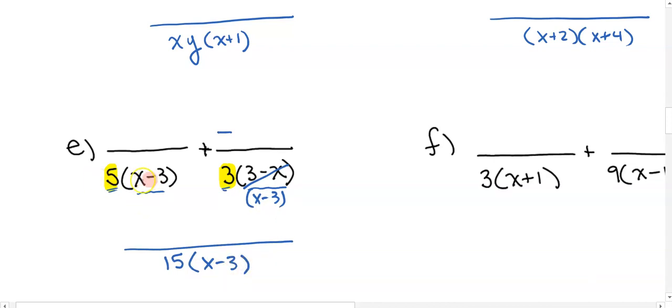So what am I missing here? Oh, I'm just missing a 3. What am I missing here? Oh, I'm just missing multiplying by 5. We could get a common denominator and continue from there.